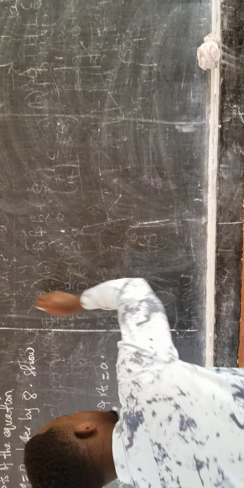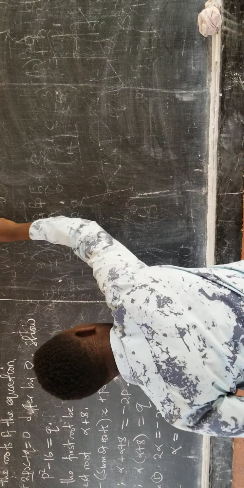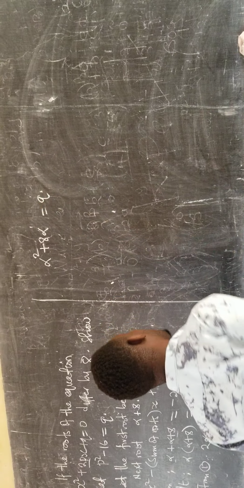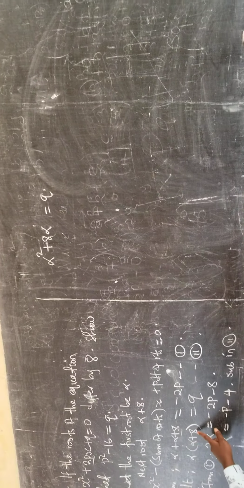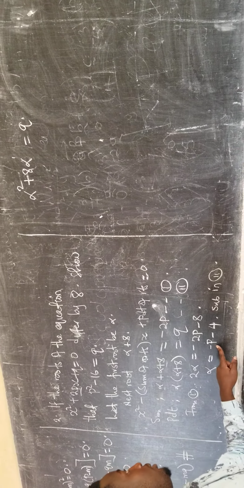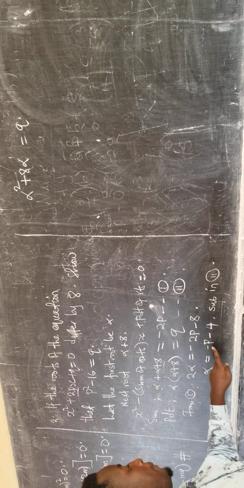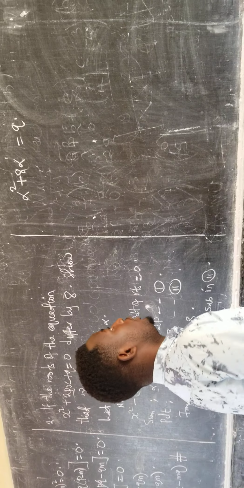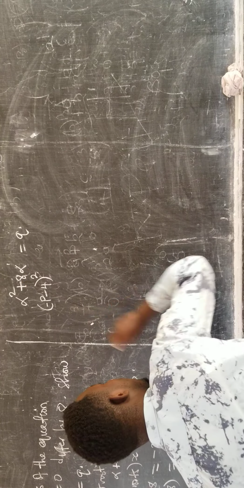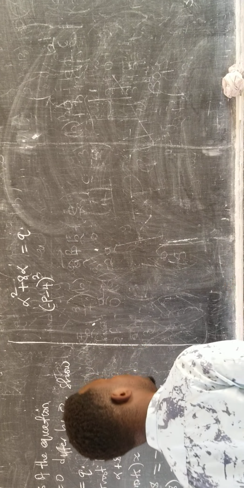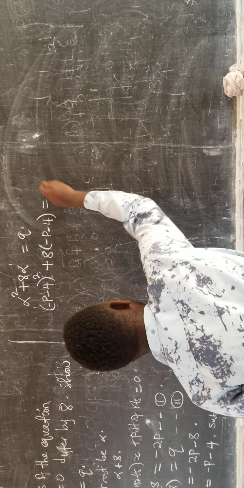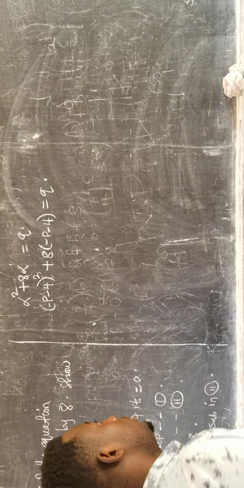From equation 2, I know that alpha squared plus 8 alpha is equal to q. So I'm substituting for the value of alpha, because where I'm going there is no alpha: minus p minus 4. So in that case, I have (minus p minus 4) squared, then plus 8 into (minus p minus 4). This one is equal to q.